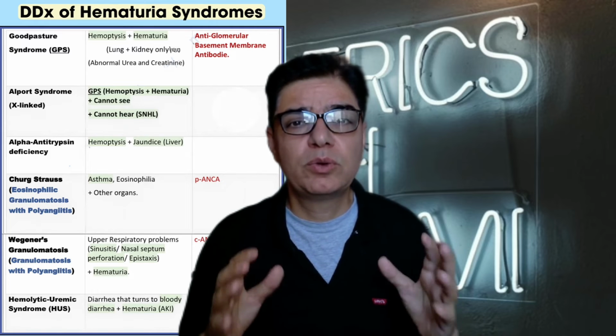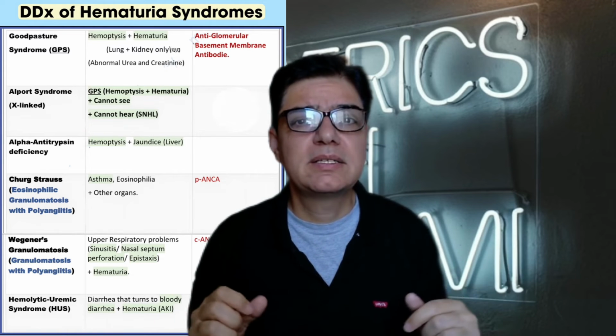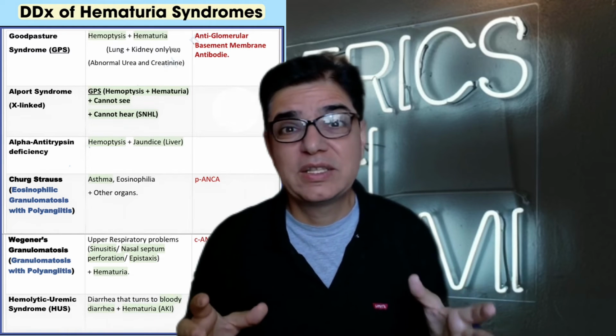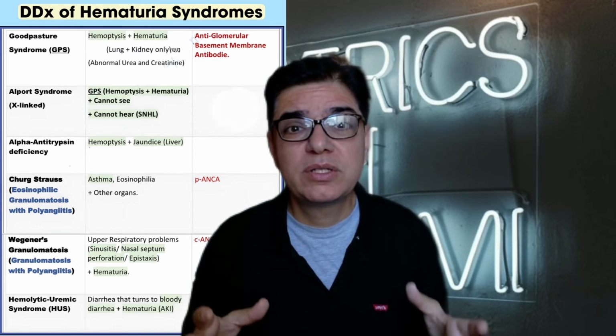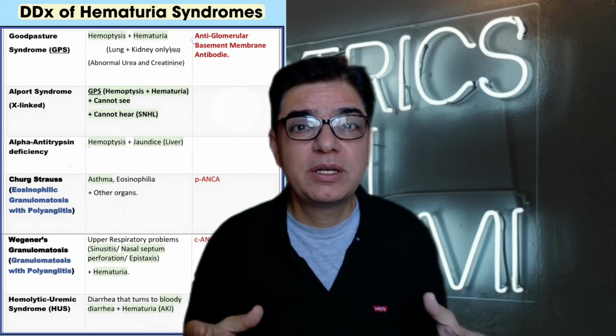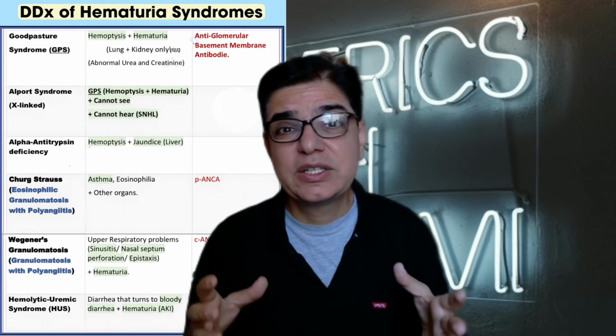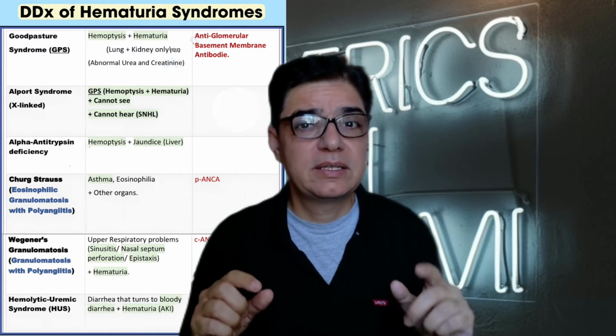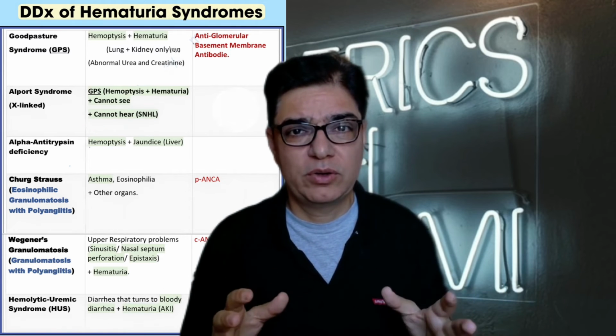Let's also talk about post-streptococcal glomerulonephritis. This typically occurs 1 to 2 weeks after a streptococcal throat or streptococcal skin infection. Children usually present with cola-colored urine, facial puffiness, hypertension, and low complement levels. It's an immune complex mediated glomerulonephritis.